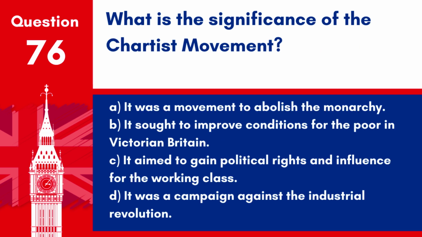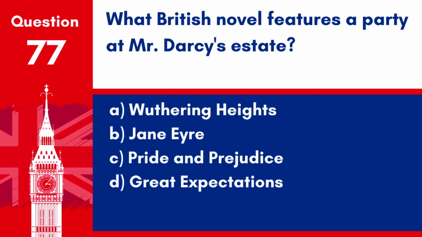Question 76. What is the significance of the Chartist movement? A. It was a movement to abolish the monarchy. B. It sought to improve conditions for the poor in Victorian Britain. C. It aimed to gain political rights and influence for the working class. D. It was a campaign against the Industrial Revolution. Answer C. It aimed to gain political rights and influence for the working class. The Chartist movement, active in the 19th century, was a significant working-class movement that sought political reforms such as the right to vote.